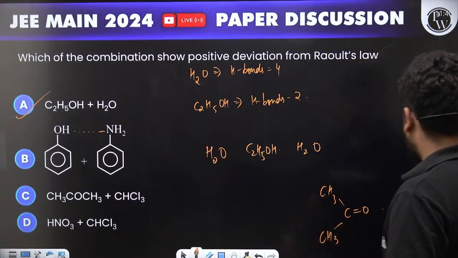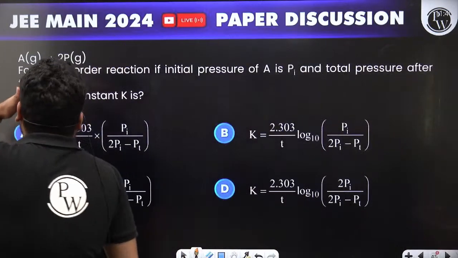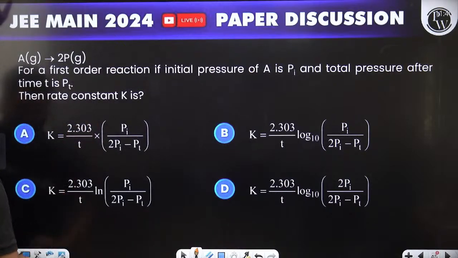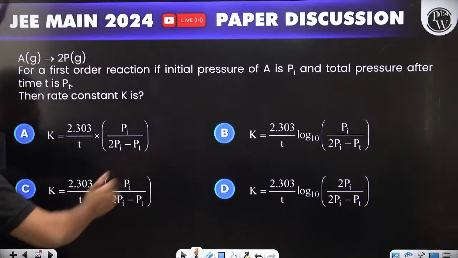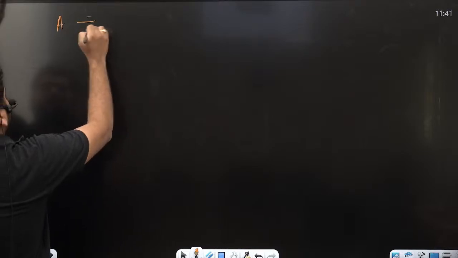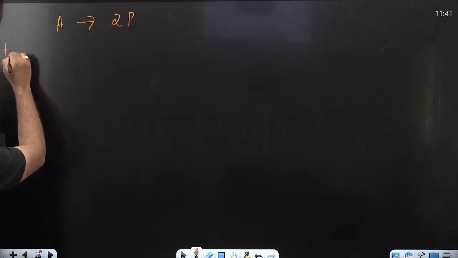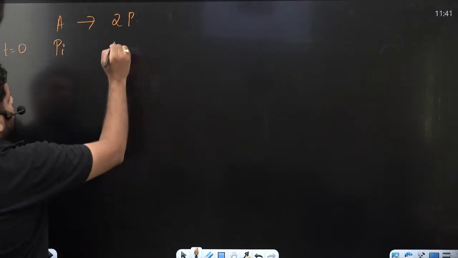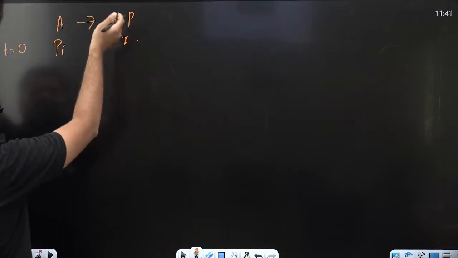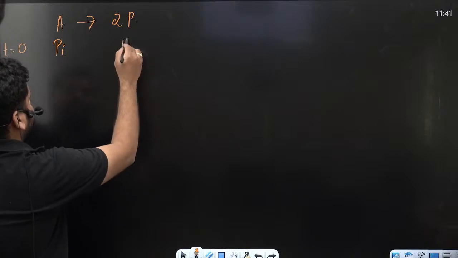Okay. Now, next one after this, A gives rise to 2P. So you just need to write in terms of Kc, simple question. It is there in your NCERT. So let us prove this again. A gives rise to 2P. Now let us consider when time is equal to 0, the initial pressure of A as Pi. At initial time, the pressure of 2P is going to be 0, right? Because the reaction has not yet started.